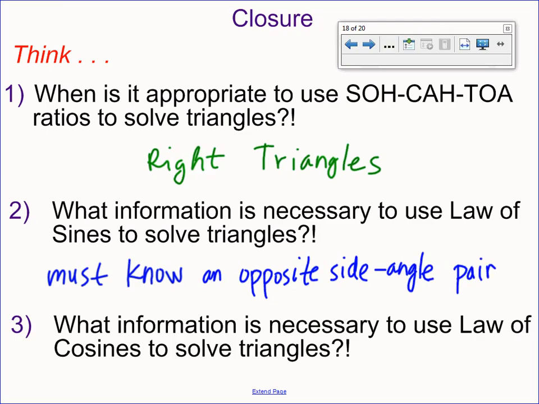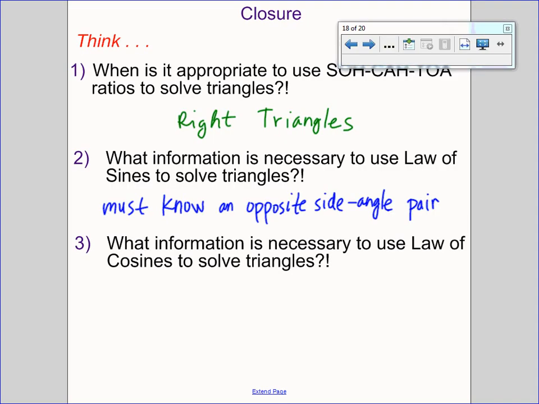Good, thank you. And lastly, if we don't know an opposite side angle pair, or we can't get one using our 180 minus strategy, then we must use law of cosines. So if we don't know an opposite side angle pairing, then we are left with law of cosines.